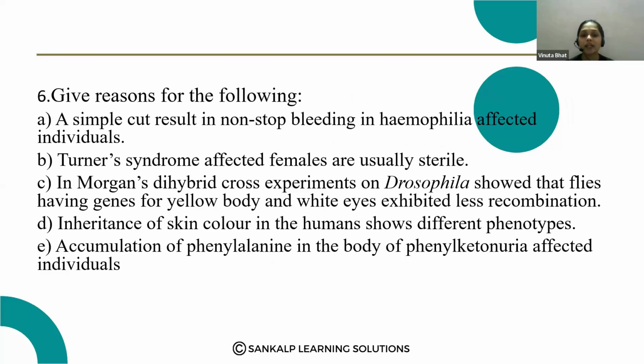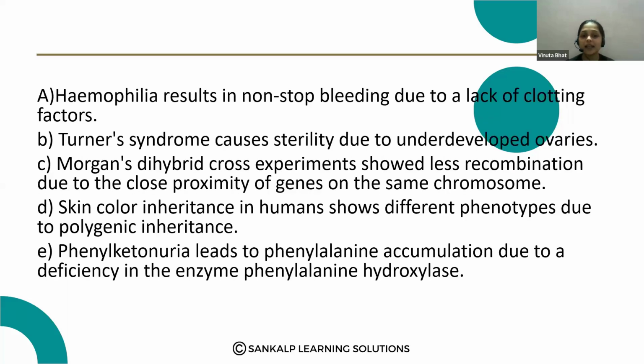Last one. Accumulation of phenylalanine in the body of phenylketonuria affected individuals. Phenylketonuria leads to phenylalanine accumulation due to the deficiency of the enzyme phenylalanine hydroxylase, which converts phenylalanine into tyrosine. Okay, so these are the reasons. For 5 marks, 5 questions will be asked.